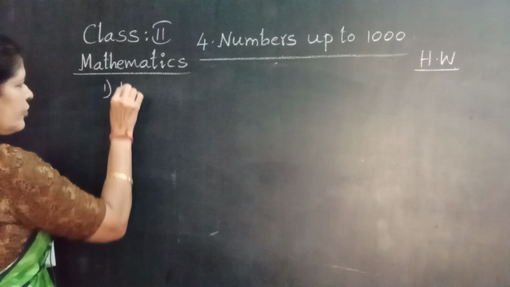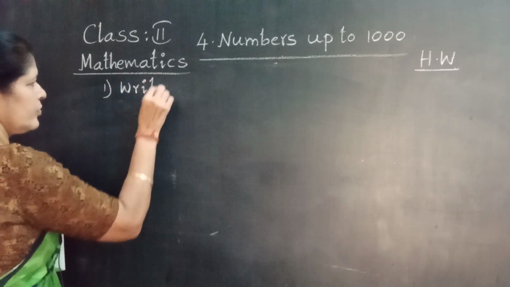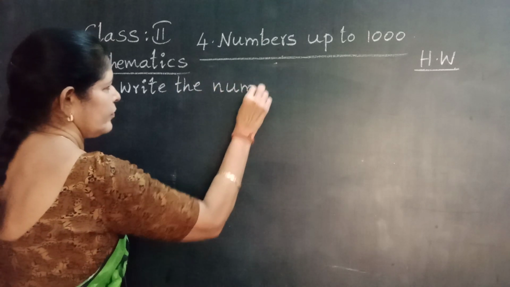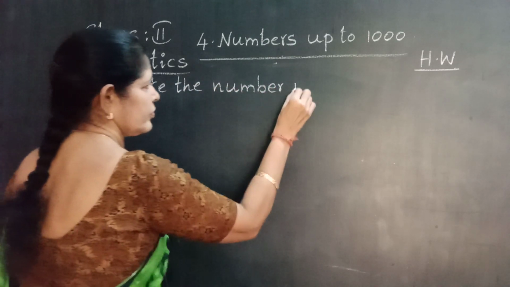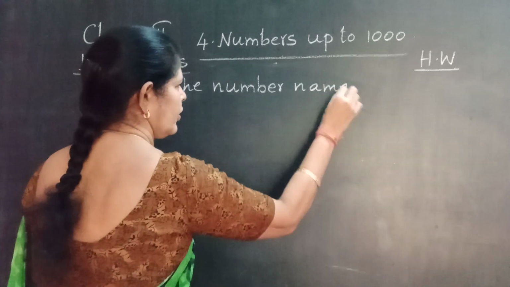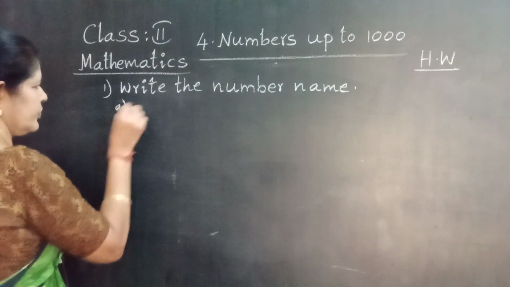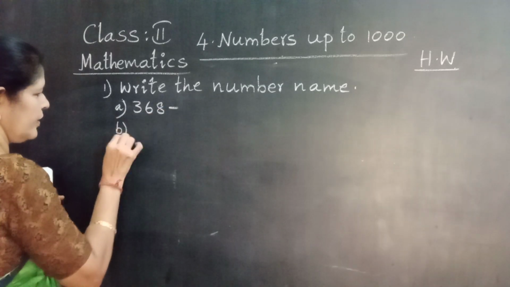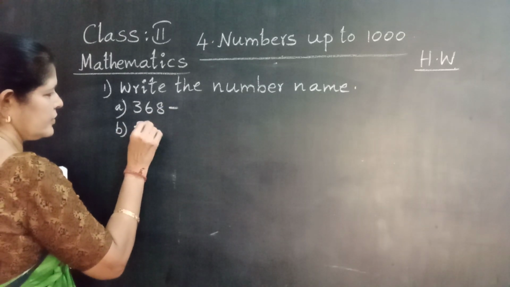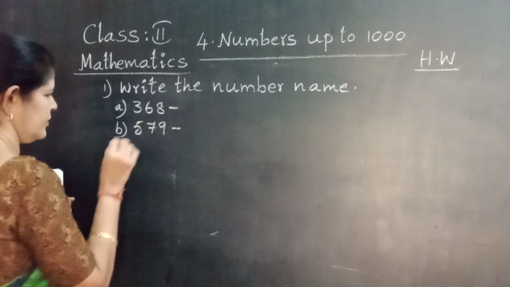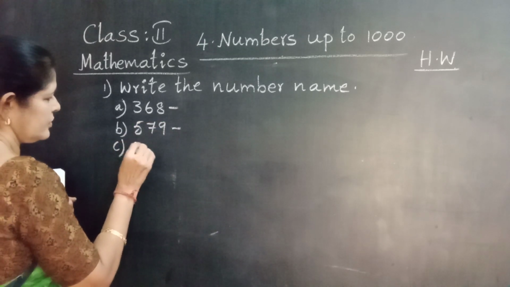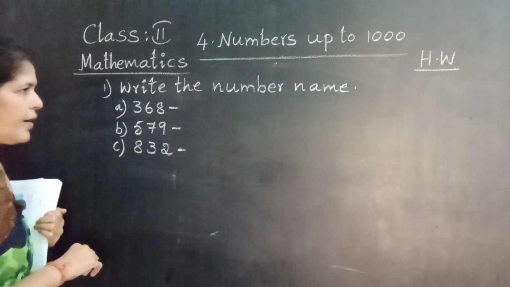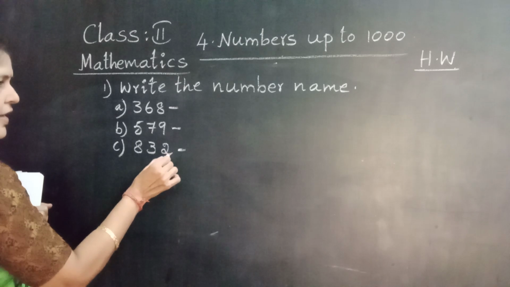First one, write the number name. Okay? A, 368. B, 579. C, 832. Write the number names of these three numbers.